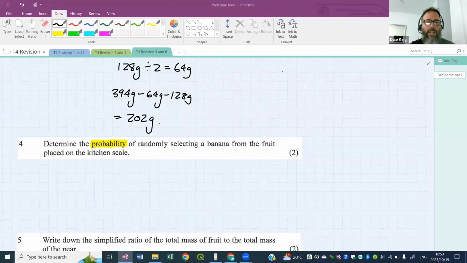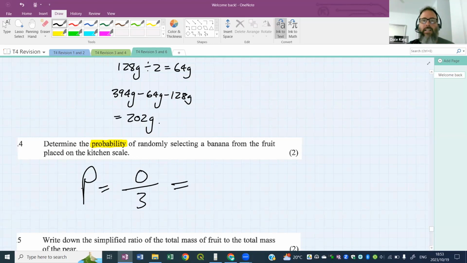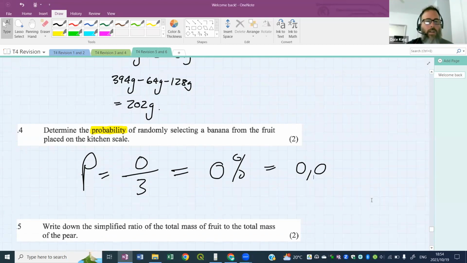Determine the probability of randomly selecting a banana from the fruit. There are no bananas. By the way, there are a total of 3 possibilities. How many bananas? Zilch, nada, nix, nothing. All right. If you want a percent, you can have it. If you want a decimal, you can have it. If you want a fraction, there it is. Come with your probability questions. All right, next one.